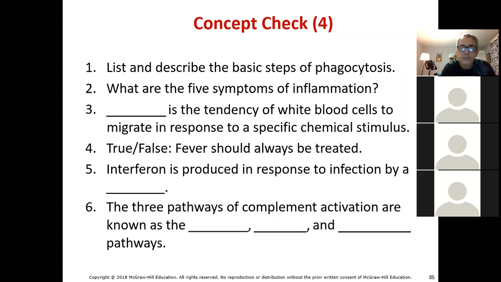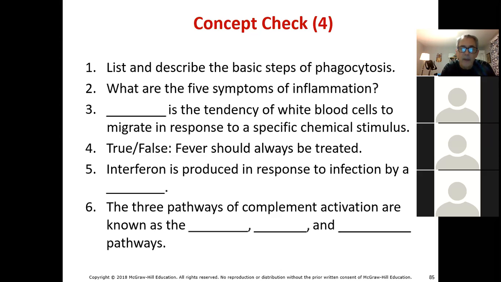So interferon is produced in response to infection by a what? Virus. So a cell gets infected with virus, it releases interferon, and that stimulates other cells to make antiviral proteins.